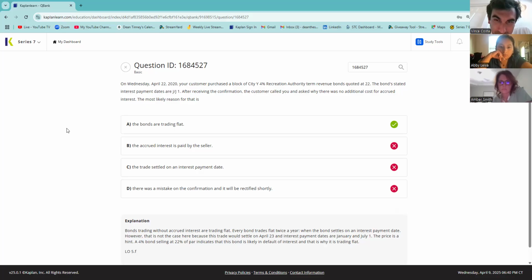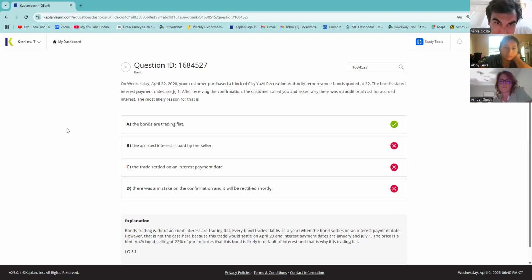The bond's stated interest payments are J and J1, so January 1st, July 1st. I don't like this 22. There's something funky about 22. After receiving the confirmation, the customer called and asked why there was no additional cost for the accrued interest. The most likely reason is, this is a tough one. Trading flat means no calculation of accrued interest. And that would explain why this is trading at such a steep, steep discount, because this bond is in default. This bond is in default because it says it's trading flat.